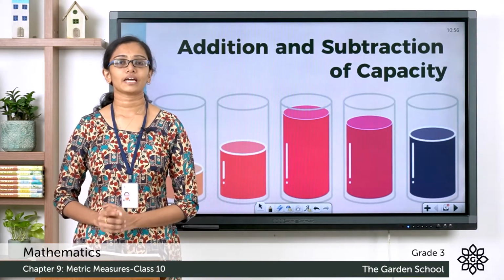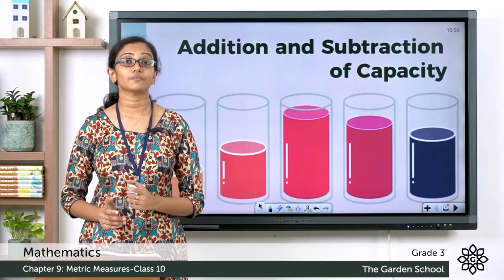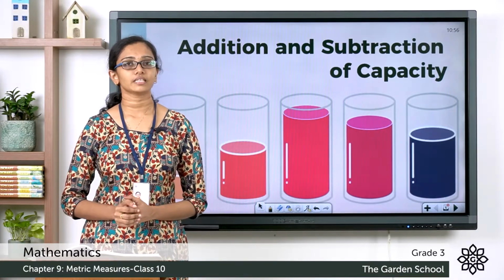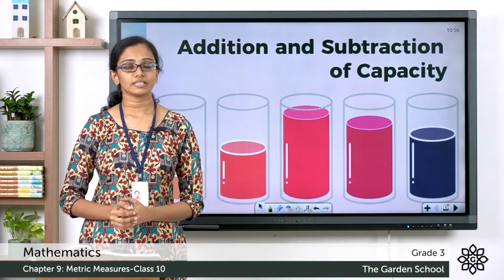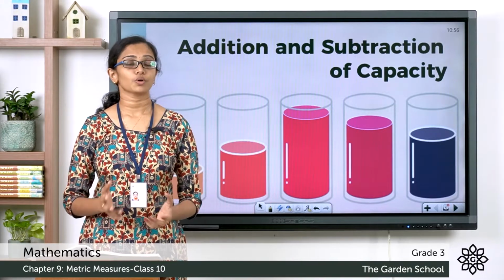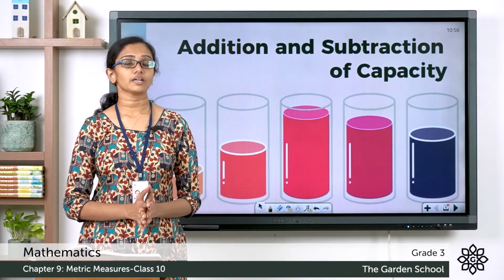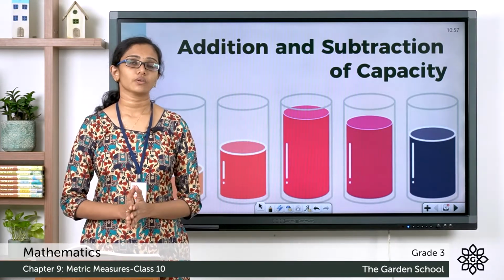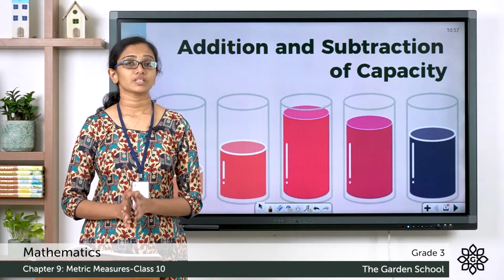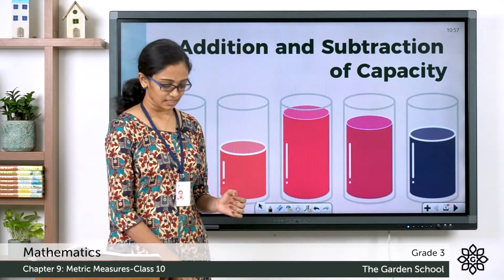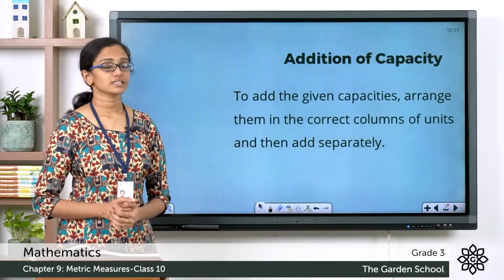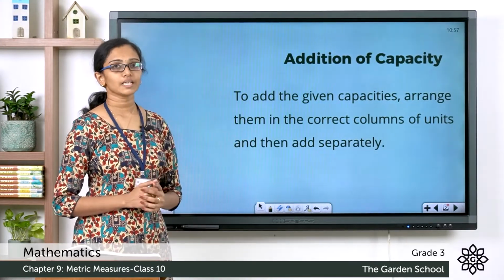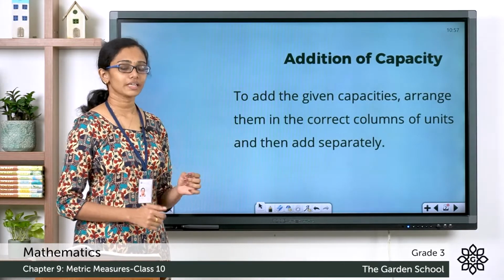Today, let's learn how we can add or subtract measurements involving capacities. Just like in the case of lengths and weights, to add or subtract capacities, first make sure you are writing the given measurements in proper columns of units and then add or subtract them separately. So let's first see the addition of capacities. To add the given capacities, arrange them in the correct columns of units and then add separately. Let's make this more clear with examples.